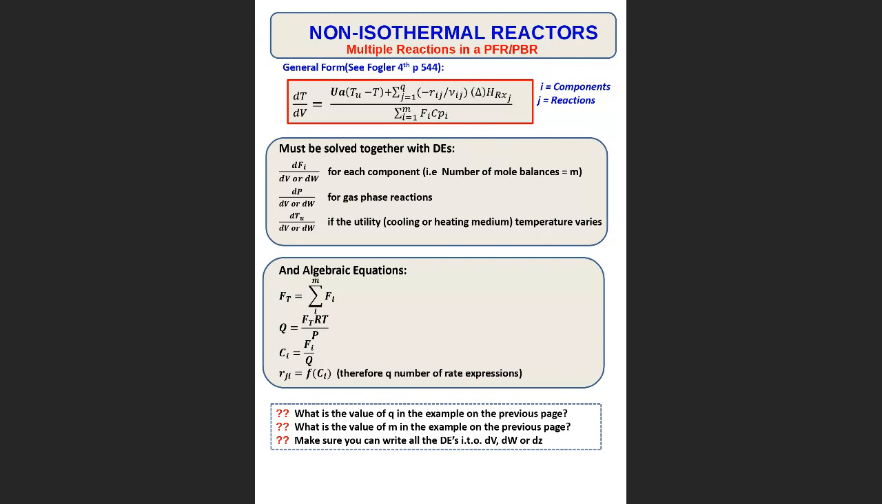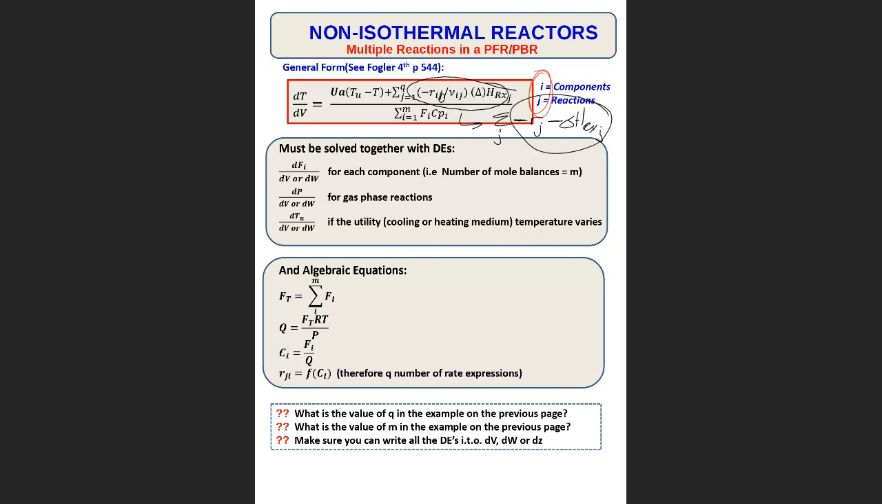Right, but what I want to do now, going slightly off track, is to reconcile. Except for the switch between I and J, the other thing that looks different in Fogler is this term. Fogler writes this as a sum over the reactions J. Okay, he's got I, but I now have reactions J. And then he says it is minus r of J, minus delta H of reaction J.